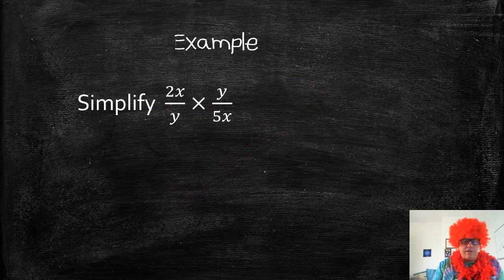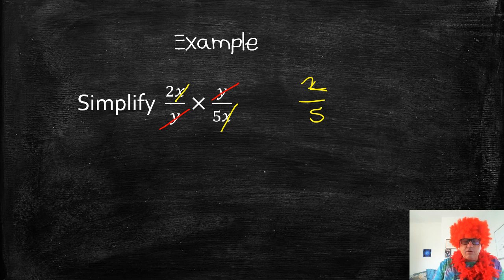Okay, next example. Again, is there anything we can cancel? Well, look, I have a y in the numerator and a y in the denominator, because y divided by y is 1. I have an x in the numerator and an x in the denominator. x divided by x is 1. So what am I left with? I'm just left with 2/5.